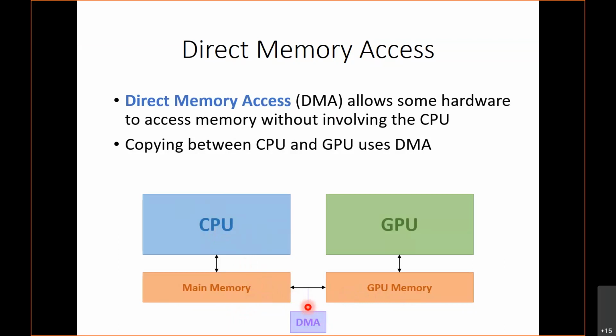So then, what's the advantage of using DMA over having the CPU be involved in the copy, if the CPU somehow had access to GPU memory? What's the advantage of using DMA instead of using the CPU?